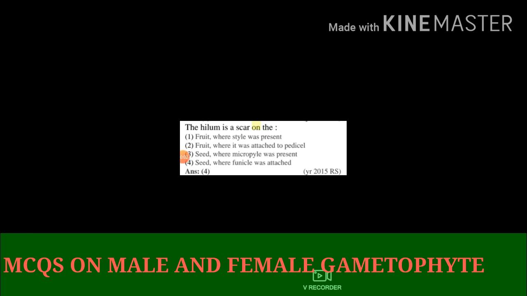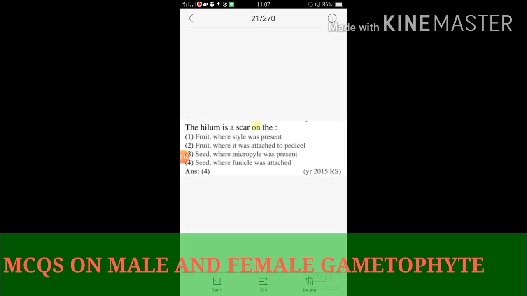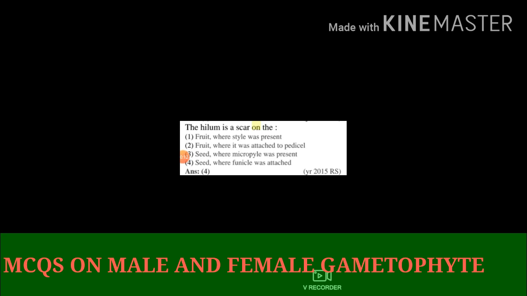Hilum is a scar on the option number 1 fruit where style was present, option number 2 fruit where it was attached to pedicel, option number 3 seed where micropyle was present, and option number 4 seed where funicle was attached. Here the hilum is nothing but the seed where funicle was attached. Option number 4 is correct.